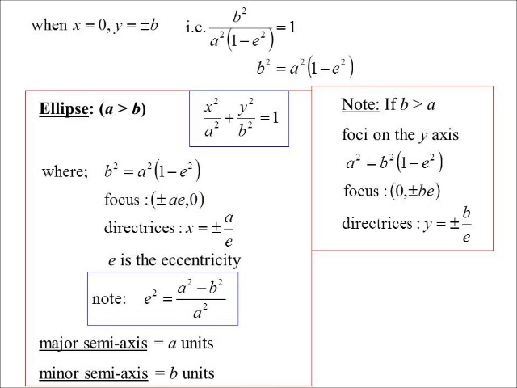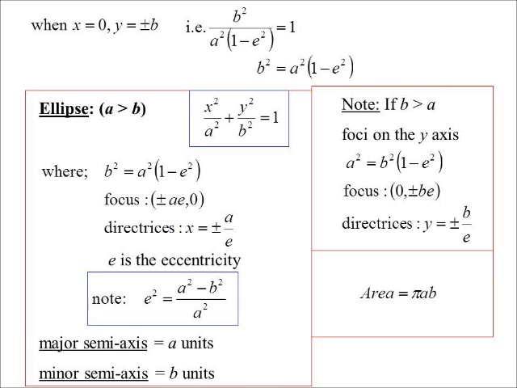The focus now will be plus or minus be in the y value instead of ae in the x value. And the directrices will be y equals, instead of x equals, plus or minus b divided by e instead of a divided by e. And again, if you think of eccentricity this way, you can't go wrong, because if b squared is bigger than a squared, then you'd go, oh, hang on, it's negative. It must be the other way around. You can still work out your eccentricity.